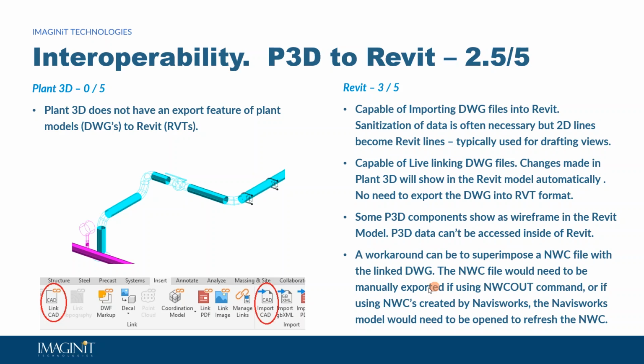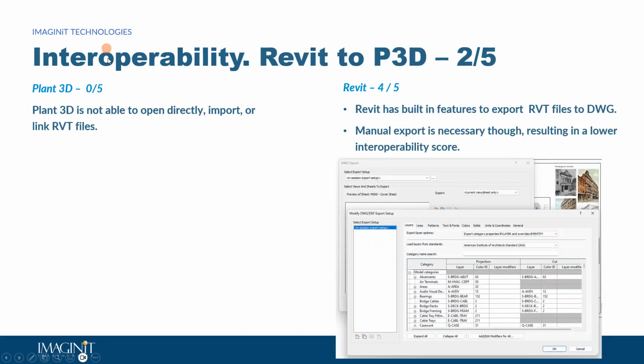The NWC file will need to be manually exported if using the NWC out command. So this is a utility that you can install for AutoCAD or Plant 3D. Or if using NWCs created by Navisworks. So if you have a coordination model in Navisworks, then you just need to open that Navisworks model. That Navisworks model, when it opens, refreshes the NWC, so you do not need to go to Plant 3D and do the NWC out command because it refreshes that model for you. So just some workarounds. So this is interoperability Plant 3D to Revit.